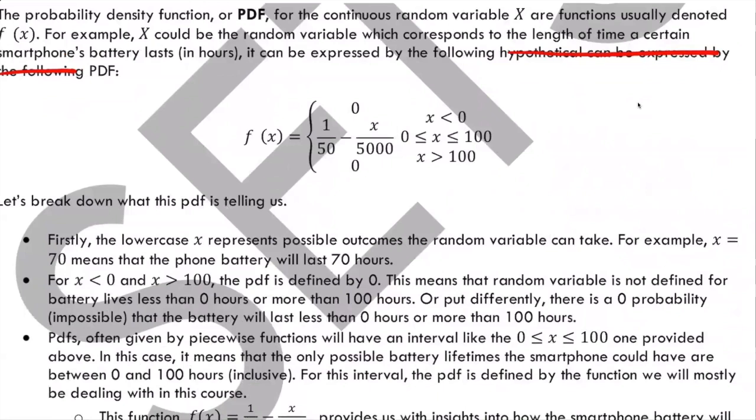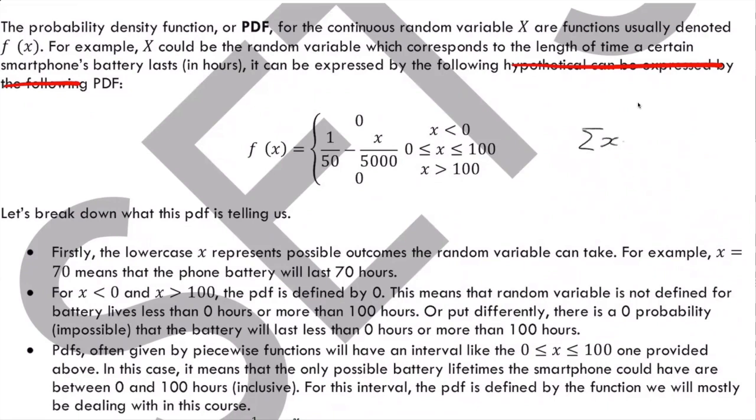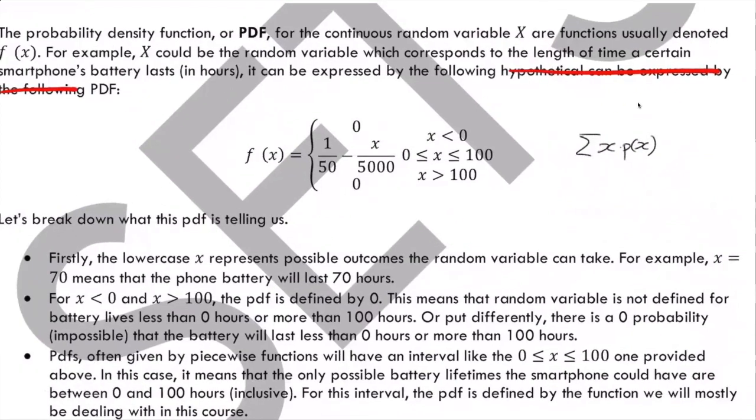So firstly, the lowercase x represents the possible outcomes the random variable can take. That's true even for PMFs, right? Like, you know how we do sigma x times p of x and we use lowercase x's? That's because it's for the outcomes, isn't it? Same thing here. I've used lowercase there because it's the outcomes. For example, x equals 70 means the smartphone's battery will last 70 hours.